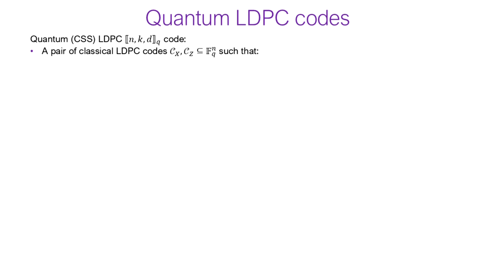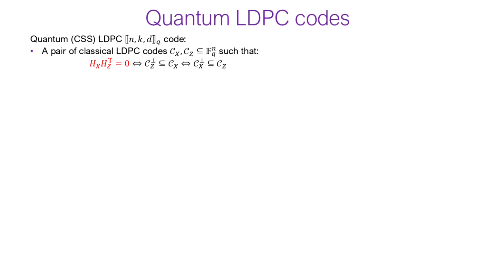Now, what about quantum LDPC codes? In this talk, I will consider only some narrow notion called quantum CSS code. A CSS code is a pair of classical LDPC codes, and we have the following relation. These two codes are defined by parity check matrices HX and HZ. And we have the following relation.